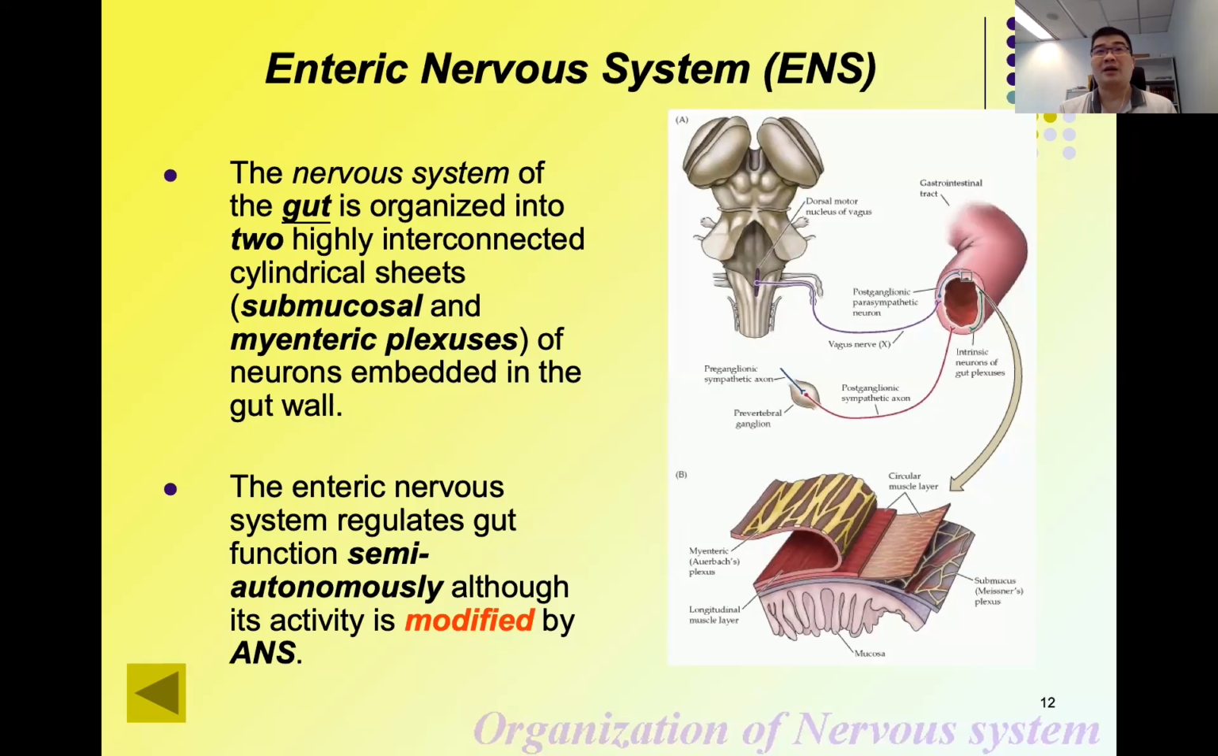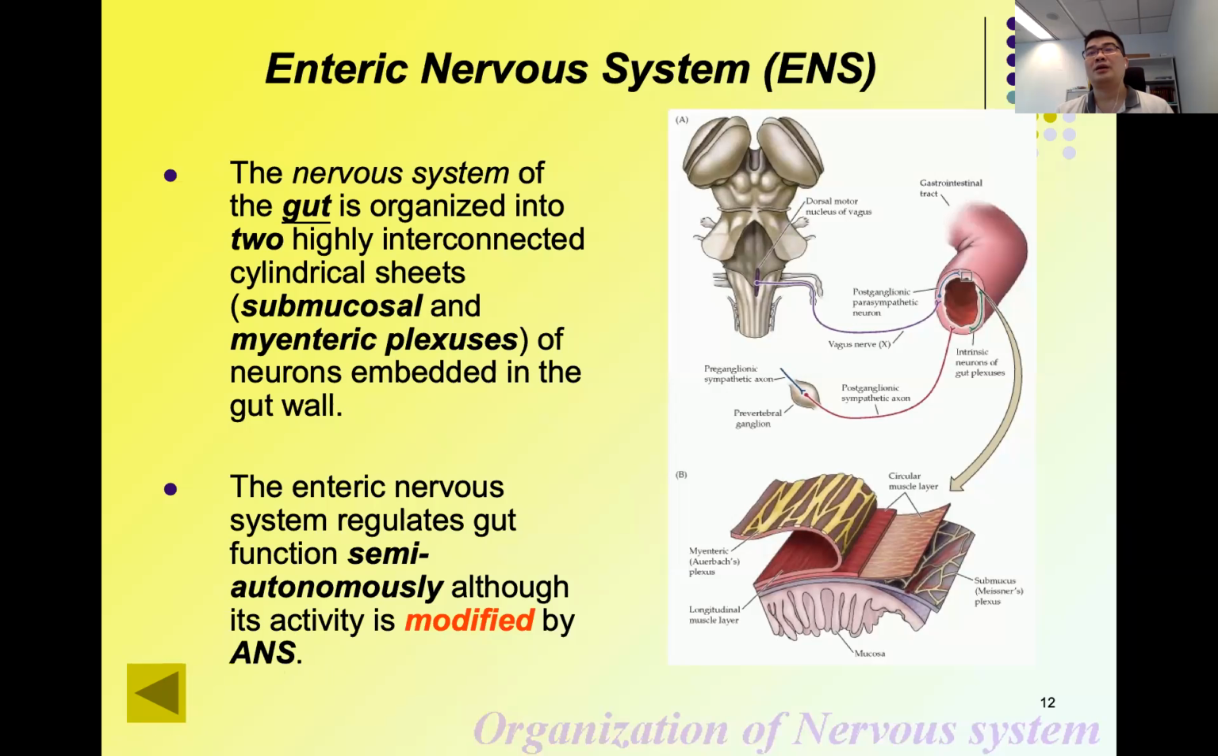Now, why is it called semi-autonomous? Because if you don't control or interfere with it, it will just do the same thing. And some of the neurons will control the glands as well. But in the case that it needs to be modified, then it can be controlled by the autonomic nervous system. Okay, in the same sense, the central nervous system can control the autonomic nervous system.